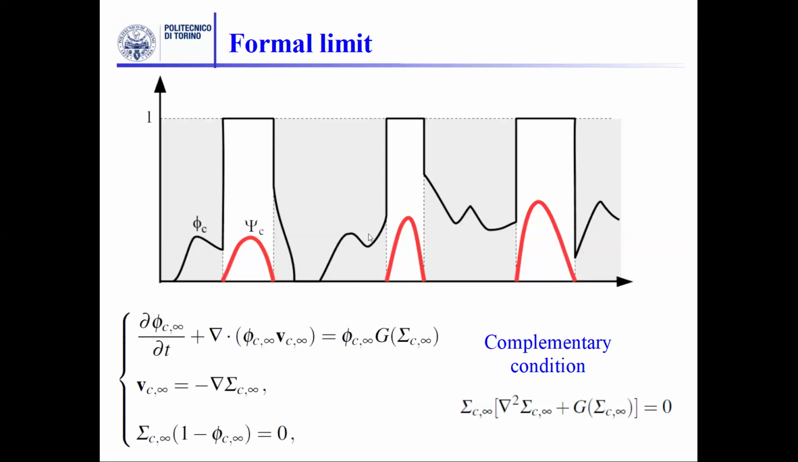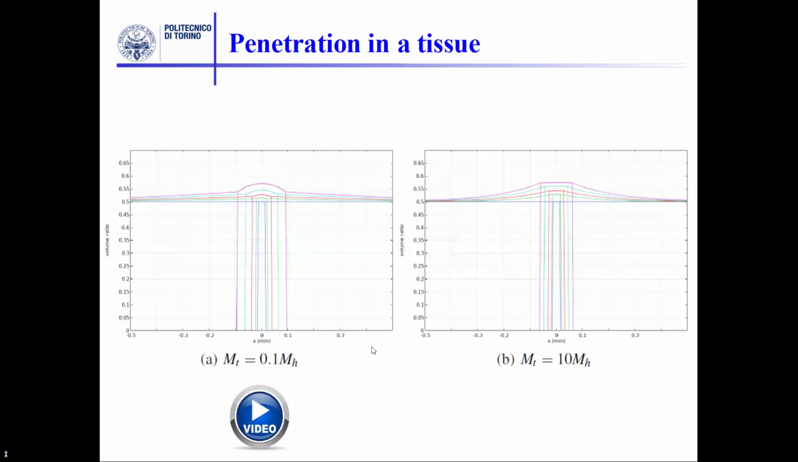And you can have any solution in the gray region, while in the white region you have the constant value for the volume ratio. Okay, good. Now, what is most striking and interesting probably is what happens when you have different motility.